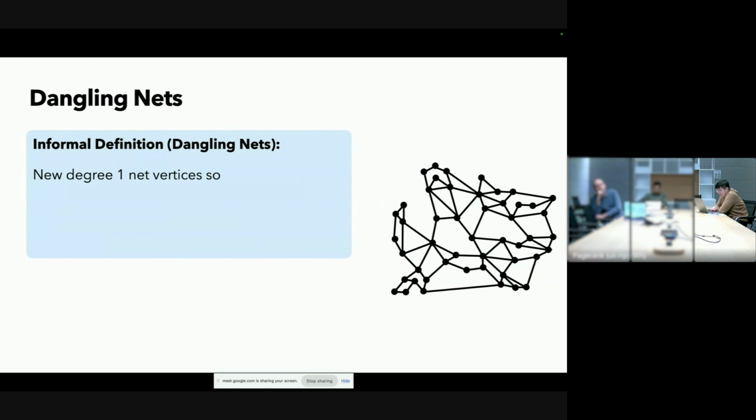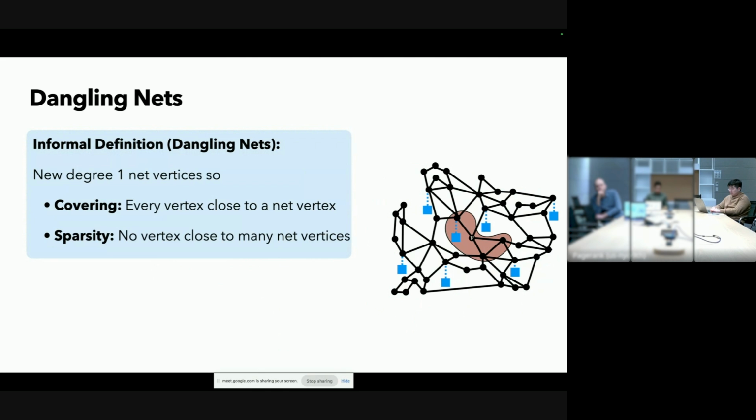Informally, what are these dangling nets? Well, I'm going to start with some graph, and then I'm going to add a bunch of new degree 1 vertices to the graph so that, first of all, every vertex should be close to a net vertex. If I look at this vertex V, the distance it has to go until it finds one of these net vertices should not be that large. And second, there shouldn't be that many nearby net vertices. So if I go a bit further than I had to go to find one of these net vertices, then I shouldn't find that many other net vertices. In this case, I find a total of 3 net vertices. If I look a little bit further than I had to look until I found 1 net vertex.